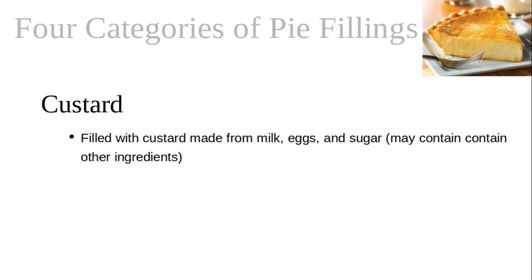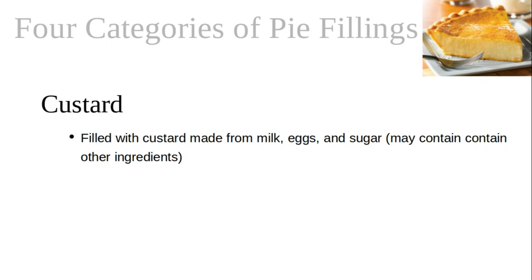So a custard is just made from milk, eggs, and sugar. Oftentimes when you're doing this, you have to temper those eggs, so you gradually introduce them in because the milk is already hot. It definitely can contain other ingredients, but as a base, a custard pie is really just that eggy flavor.